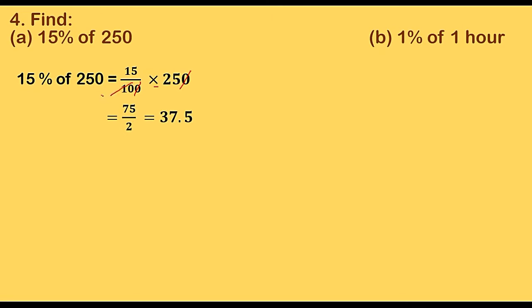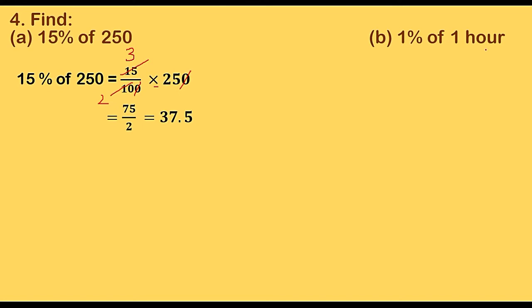Cut it further. 3 multiplied by 25 gives 75 in the numerator and 2 in the denominator, which is equal to 37.5. Next question, question number B.